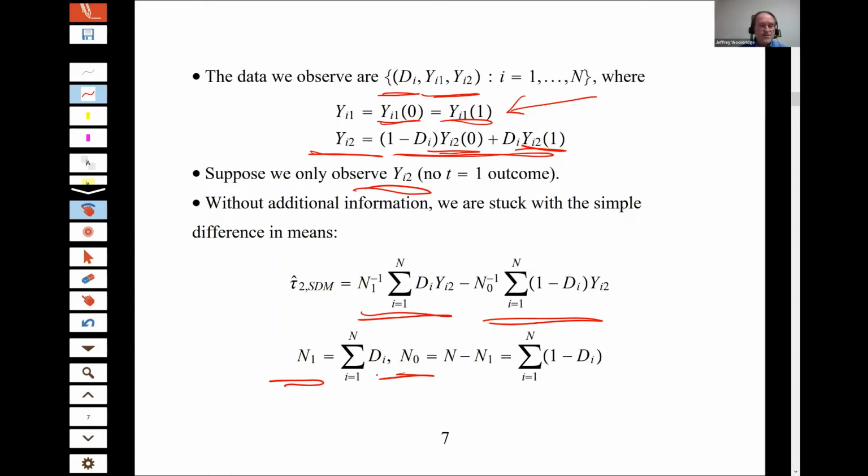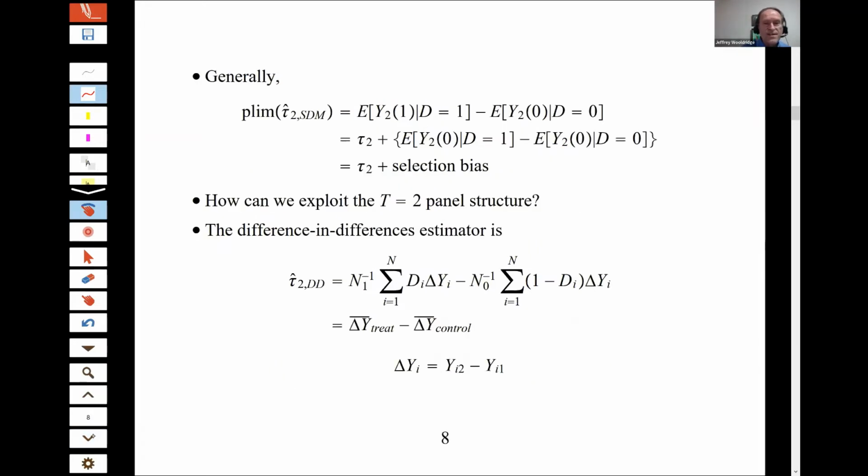Okay, so this estimator, of course, if we had a randomized control trial in the second period, then this estimator works just fine in terms of giving us unbiased and consistent estimators.